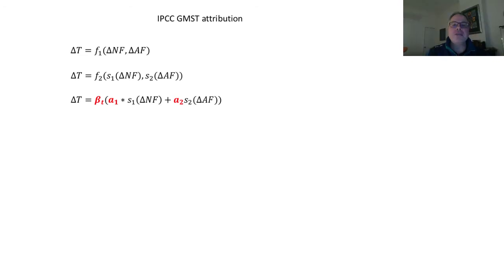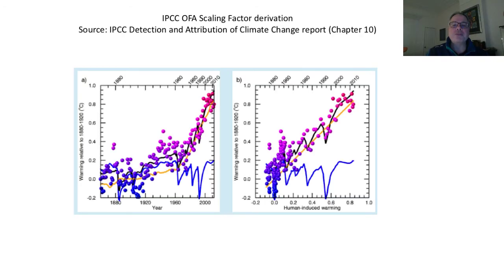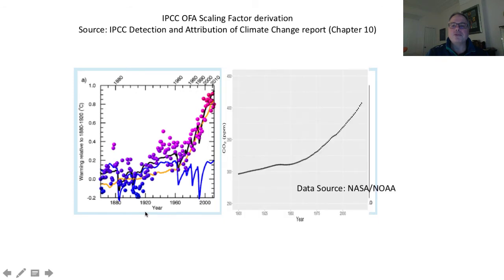So how are the scaling factors calculated? This figure comes straight from the attribution report, and it's an example of how it's done. Left shows you the scaled natural, which is the blue line, and scaled anthropogenic model responses, red line, and their combination in black on the global mean surface temperature data. And you see, just as I said at the start of this video, that the simulated anthropogenic line strongly resembles the CO2 curve. Flat till 1960, then a strong increase up to present.